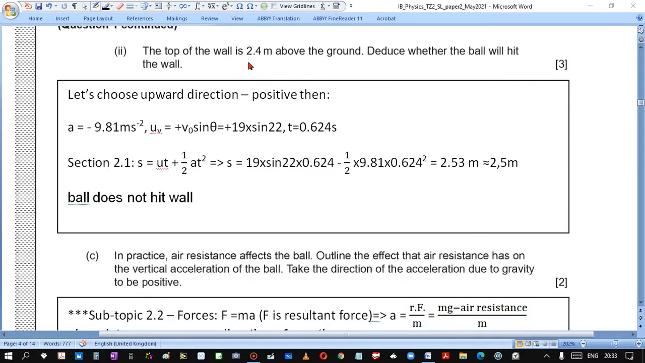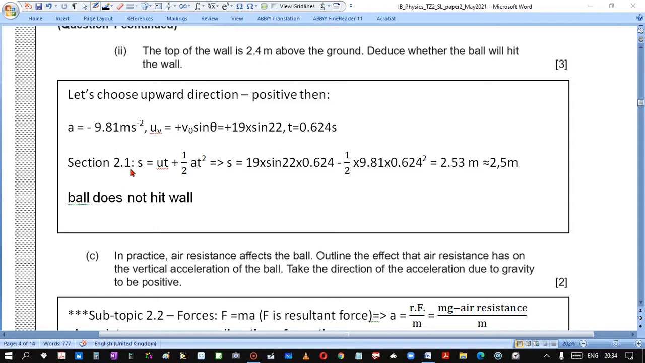The top of the wall is 2.4 meters above the ground. Deduce whether the ball will hit the wall. Let's choose the upward direction positive, then acceleration will be negative, initial vertical velocity will be 19 sine 22 plus, and time is the time after which the ball appears at the position of the wall.